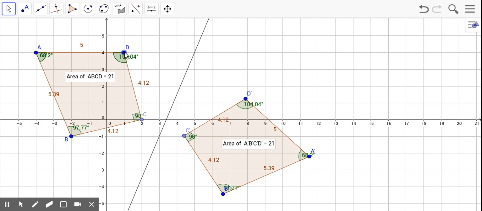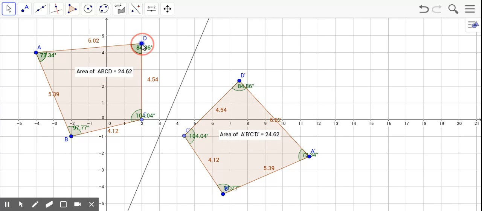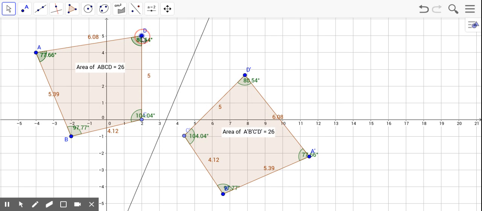And I can slide these around. I can choose D and move it around. And knowing that it's still doing the reflection, everything is the same. The new area is 26. Side lengths are the same. 5, 6.08. There's 5, 6.08. So what this tells me is that these two figures are congruent. Anytime I do a reflection, we result in a congruent figure.